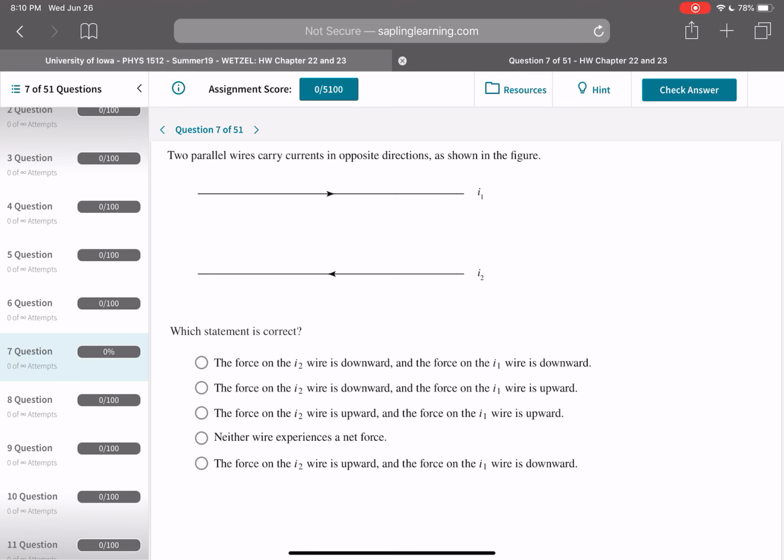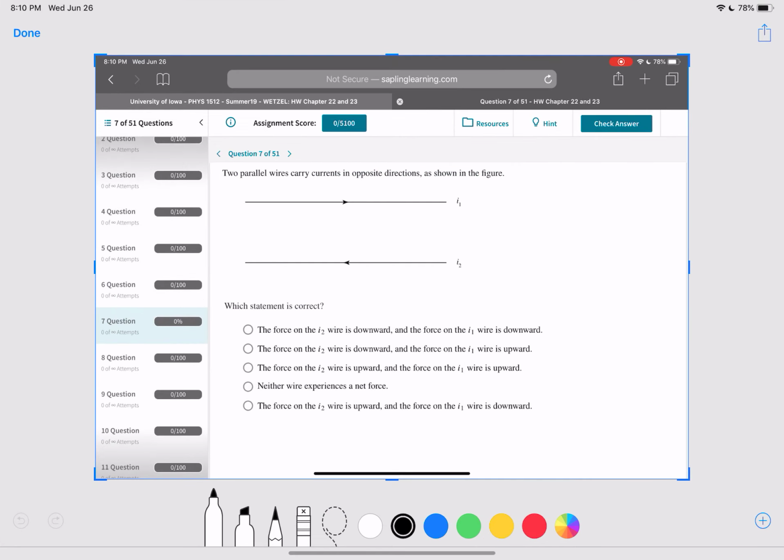So we've got I1 to the right, I2 to the left. Which statement is correct? You point your thumb in the direction here, to the right, so that means it's going to be coming out of the page here, going into the page here. If you point your thumb left for I2, it means this should be an X. It means for I2, the current is also going into the page here and then coming out of the page here. So this will give you the opposite case of the previous problem because they're moving in opposite directions.